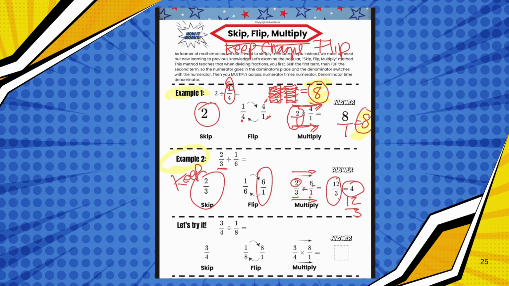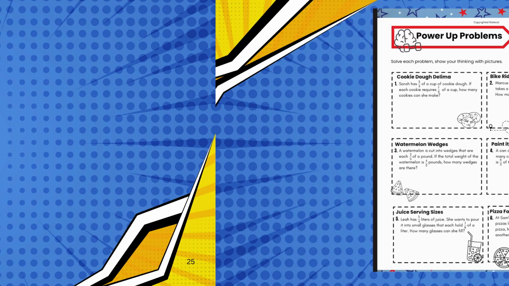If we're using those verbs, you change the division sign to multiplication, and then you flip the second term to 6 over 1. So the change is representing the change in the operation. And you, again, multiply top times top, bottom times bottom.